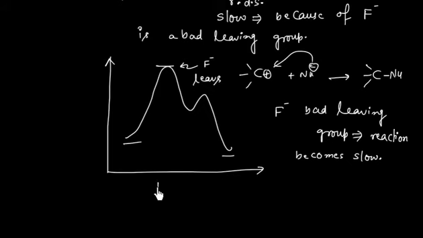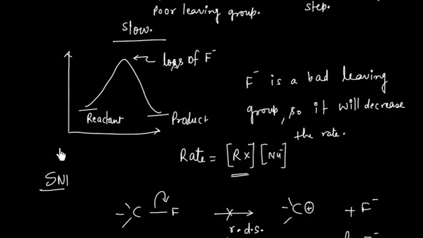So this side we have reaction progress. This side we have potential energy. Same thing for this graph, we have potential energy this side. This side we have reaction progress.